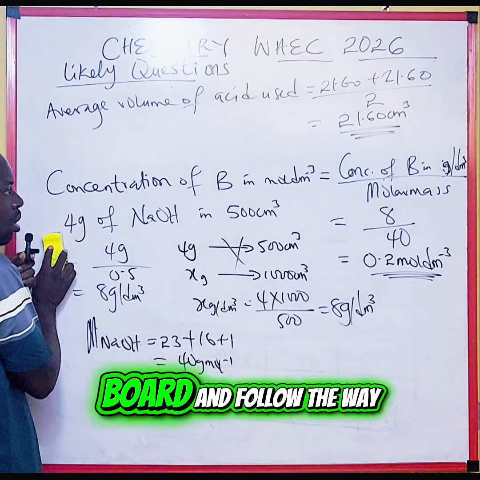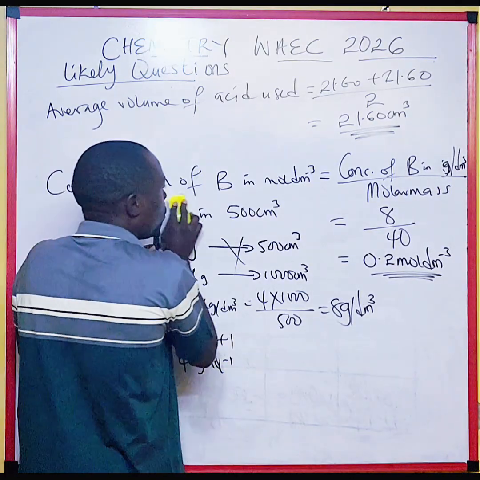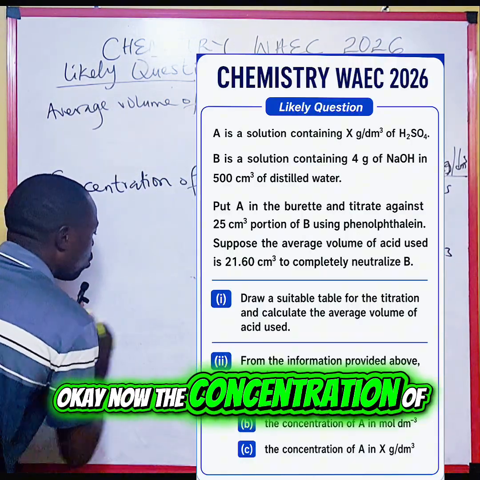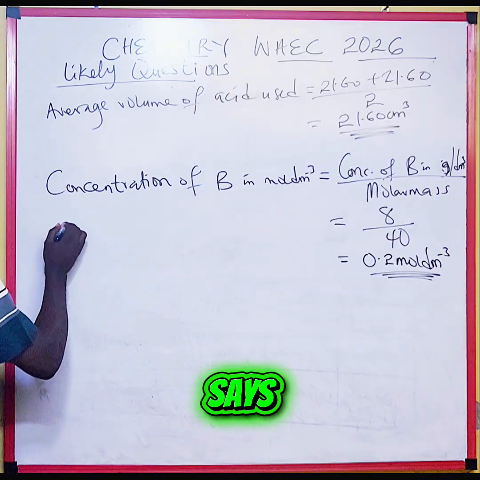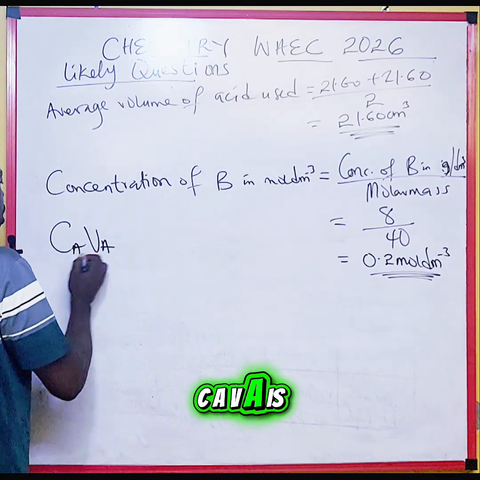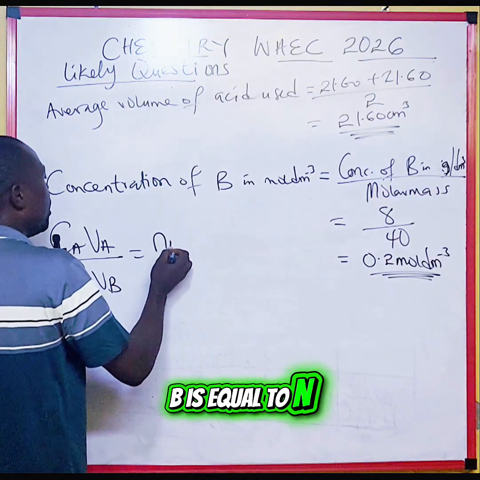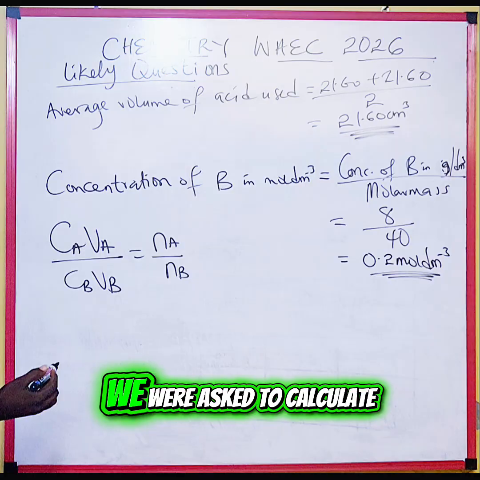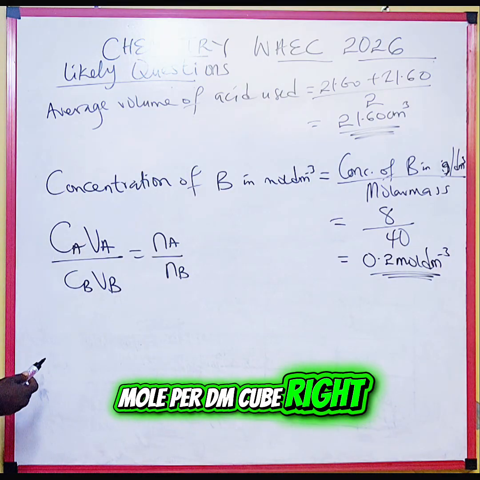So I will erase the board. They follow the way I did it. You can use this method. Okay. Now, the concentration of A in mole per dm cube is to use this formula that says CAVA over NA is equal to CBVB over NB. Now take note, we were asked to calculate the concentration of A in mole per dm cube, right?